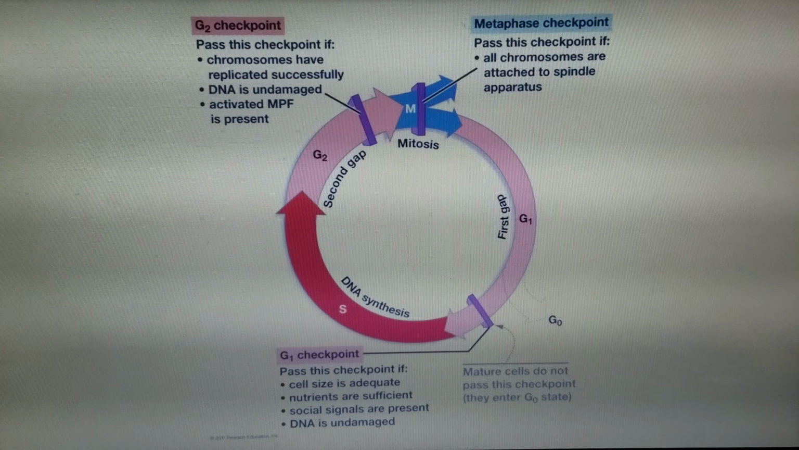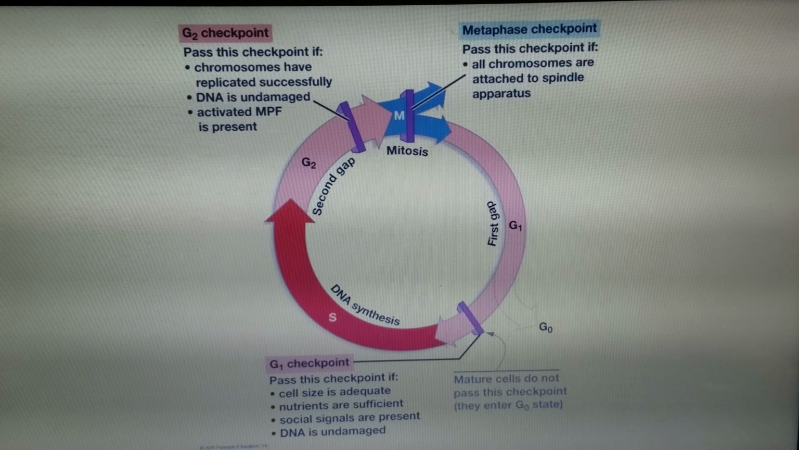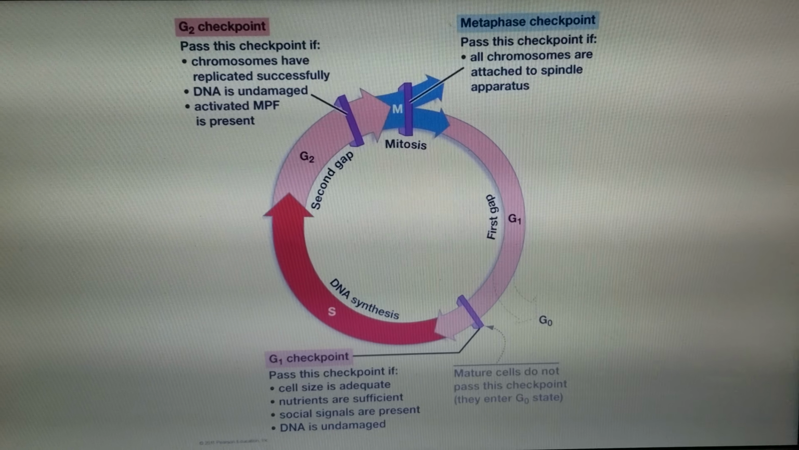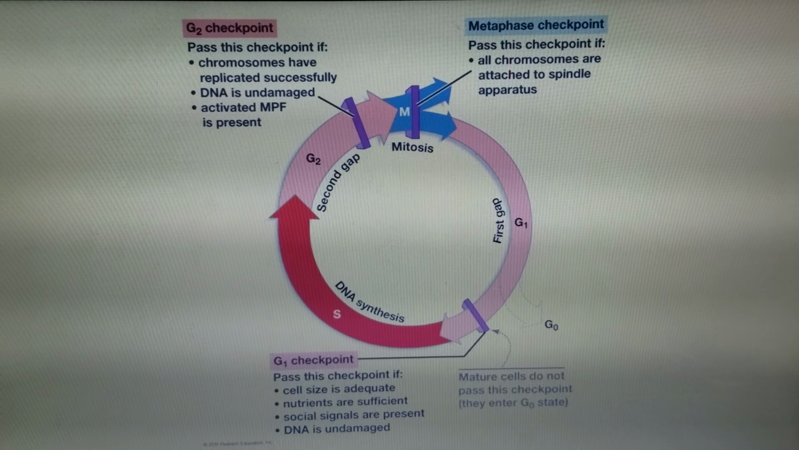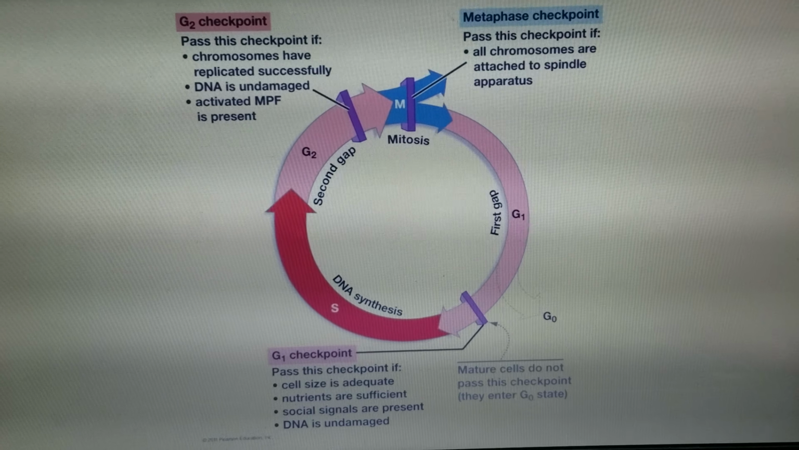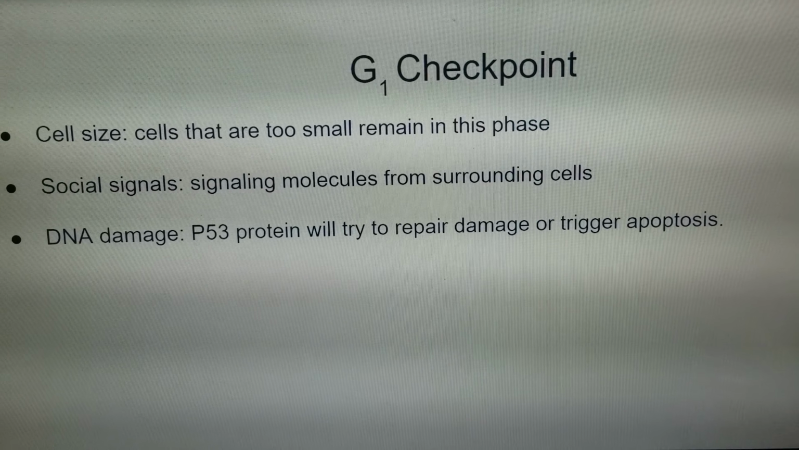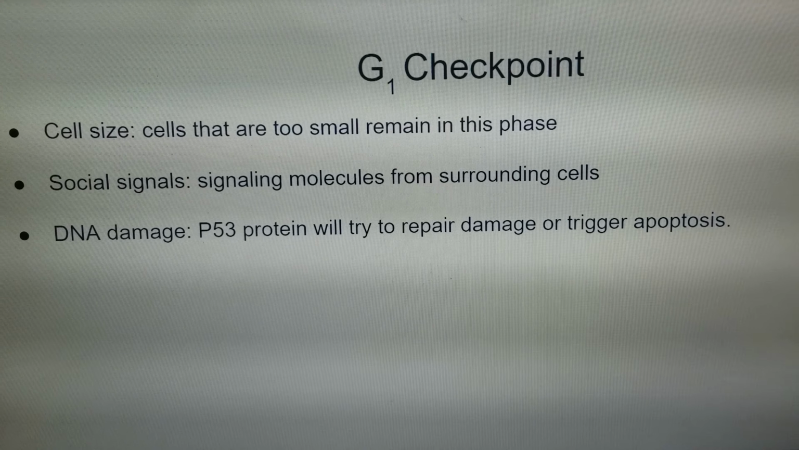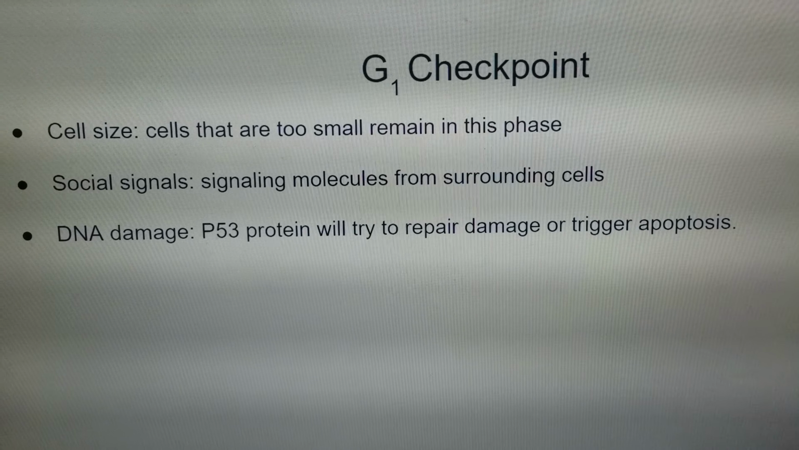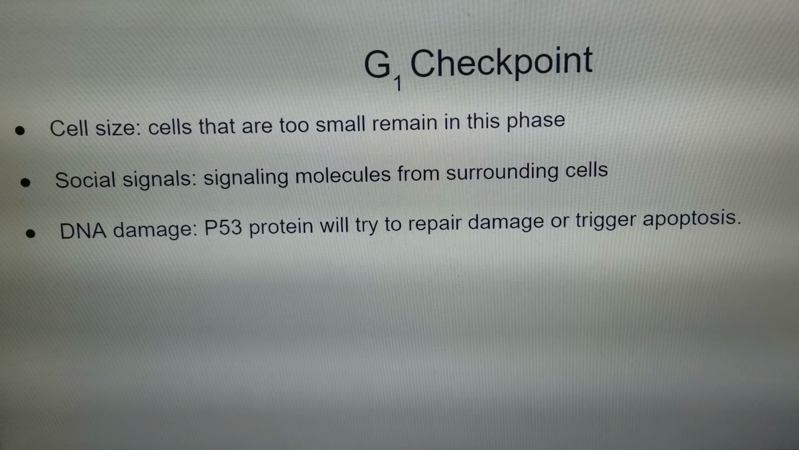There are 3 cell cycle checkpoints, and they are intended to prevent cells with damaged DNA from replicating. They are also another way that the body tries to prevent cancer from forming. The first checkpoint is the G1 checkpoint, and that regulates cell size, social signals, and DNA damage.